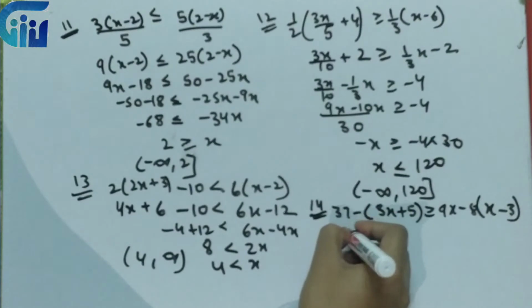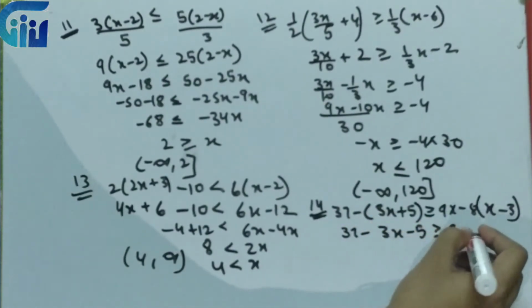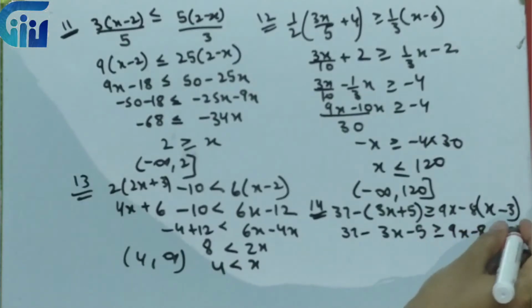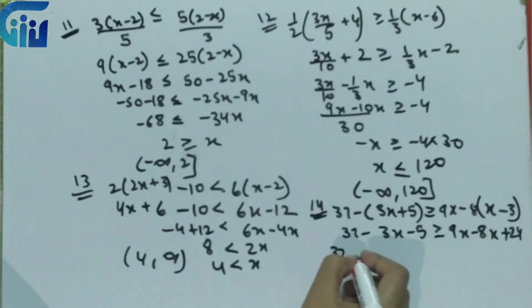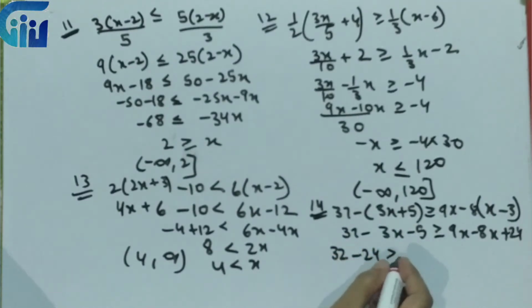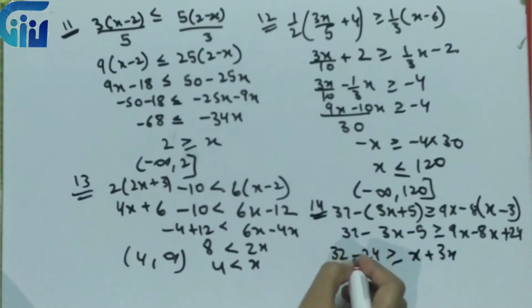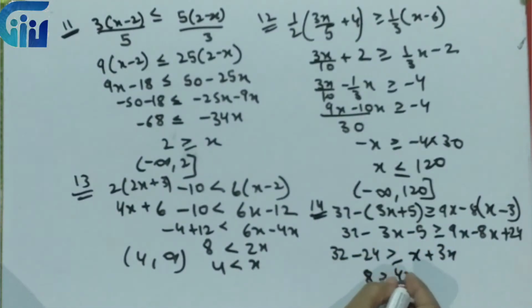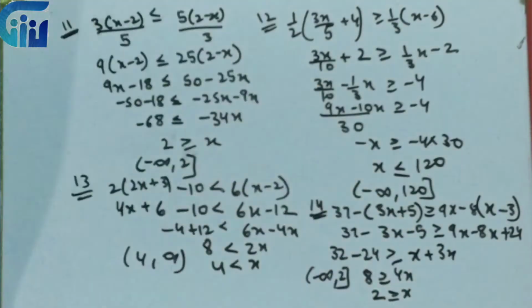So again, we will open up the bracket. So 3x minus 5, 9x minus 8x plus 24. So this will give me 32. From there we'll have 24. So this will be x plus 3x. So this will be 8 greater than 4x. So x is less than or equal to 2. So again minus infinity to 2, closed bracket. So this is how we will be solving these particular questions.